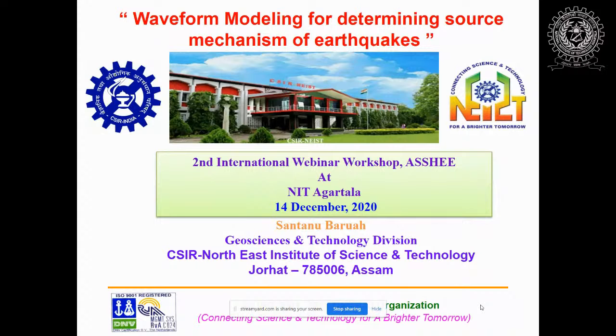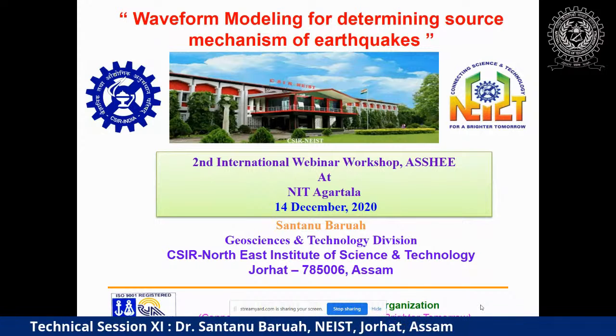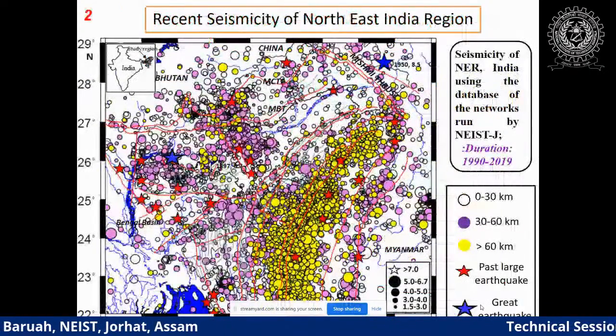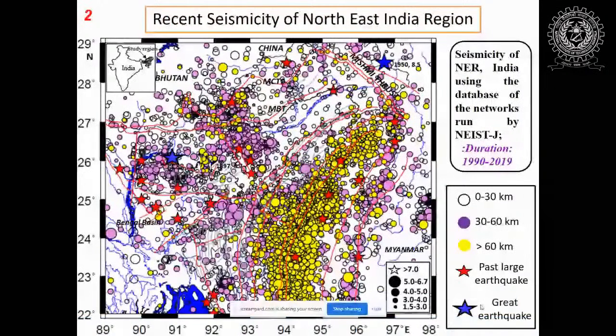First, let us have a glimpse of the recent seismicity of the northeast region of India. These slides indicate the seismicity of the region from 1990 to 2019. The region has experienced two great earthquakes, one in 1897 in Shillong and another in 1950 in the Indo-China border region. Besides this, the region has also experienced more than 30 large earthquakes in the last 130 years. All these earthquakes have caused devastation to the region.